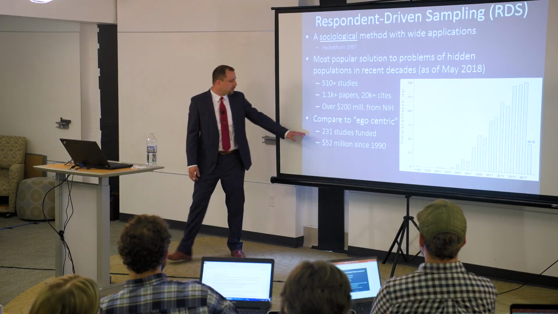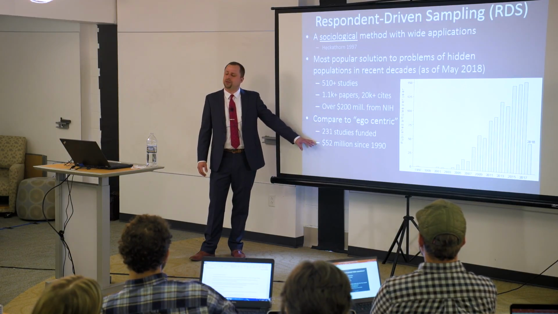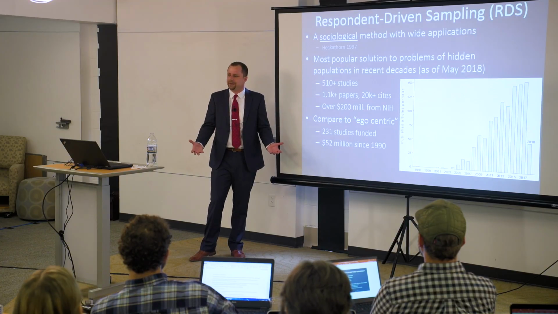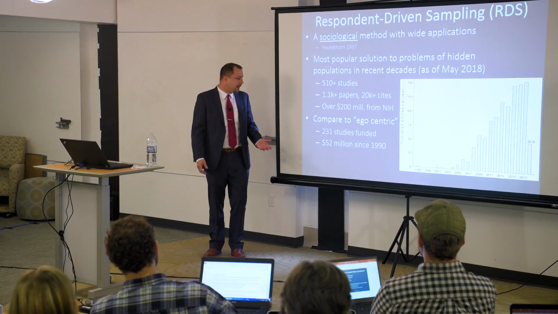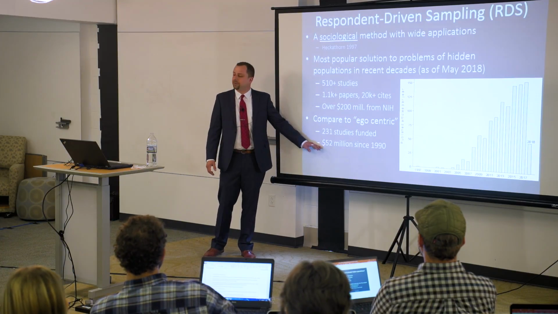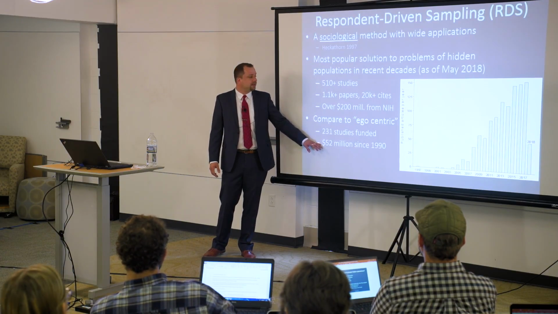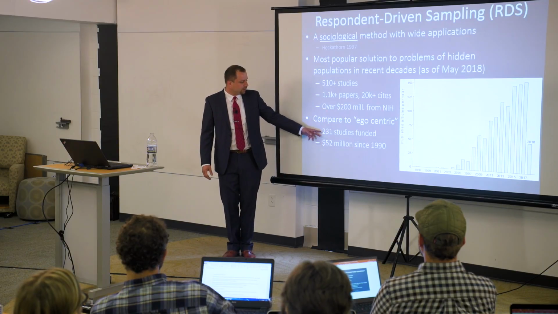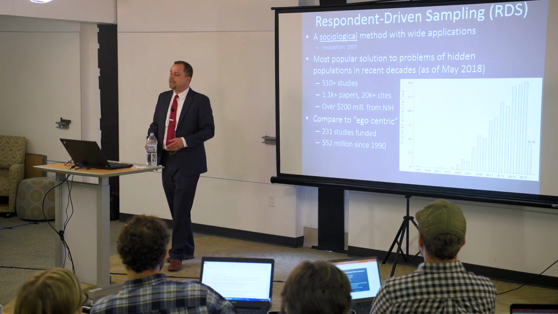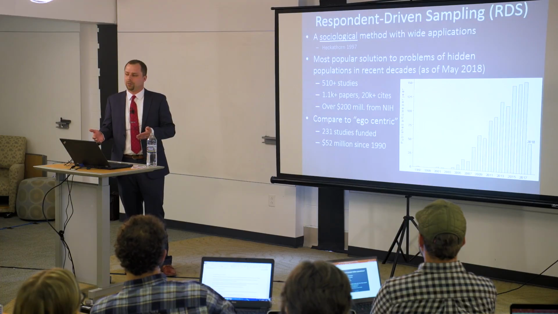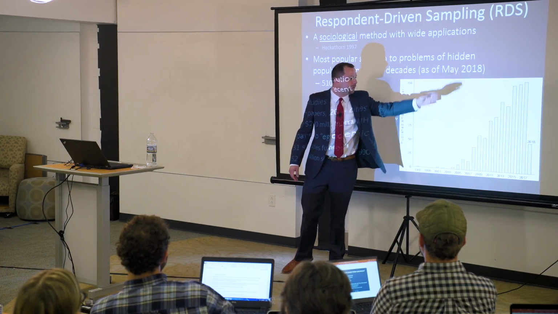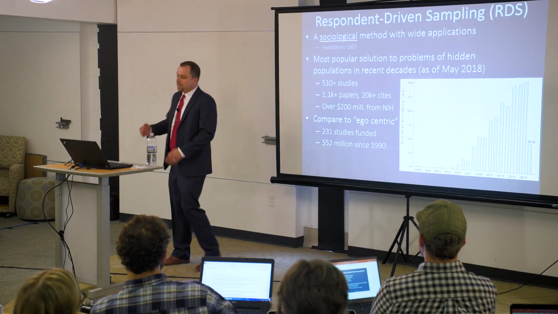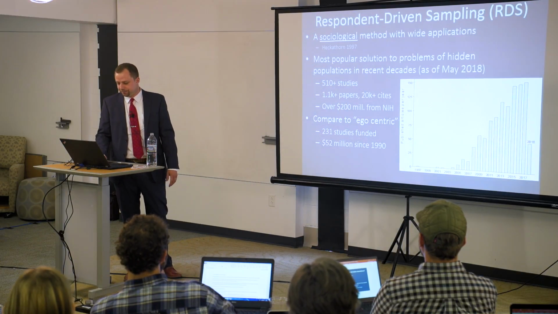I thought about whether you could compare it to another network analytic method. So I said, okay, egocentric designs are a really popular network method, and there's much more research on RDS studies than egocentric studies, where 230 studies since 1990 have been funded that have done egocentric work. So this is a very, very core method. These are the number of papers that have been published in RDS, and you can see it's continuing to grow very rapidly.